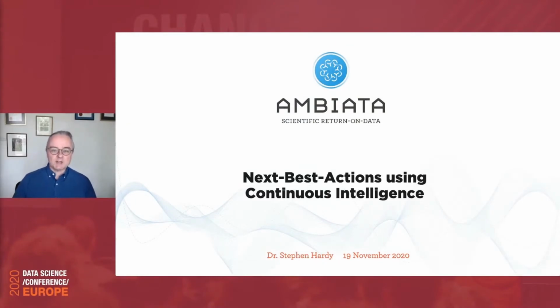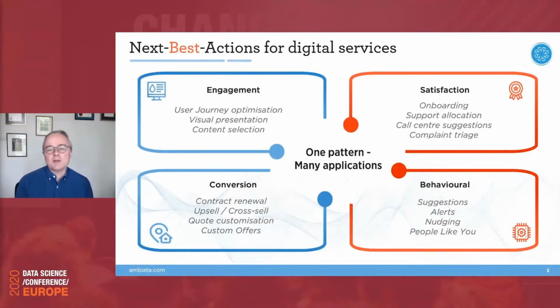So a next best action is something you can do for your customers. And we've broken them down into 4 different areas: engagement, satisfaction, conversion, and behavioral. And what we're going to talk about today is a use case in conversion, that is quote customization.